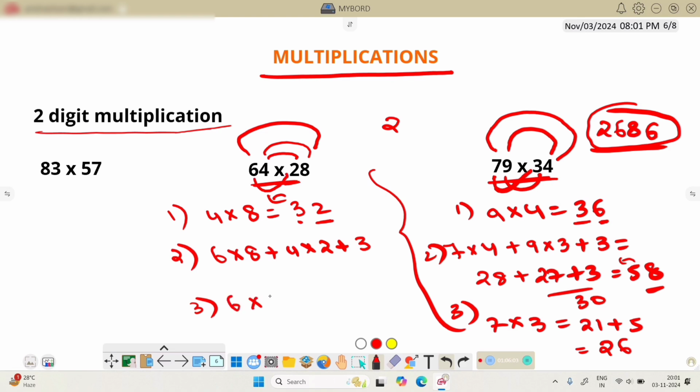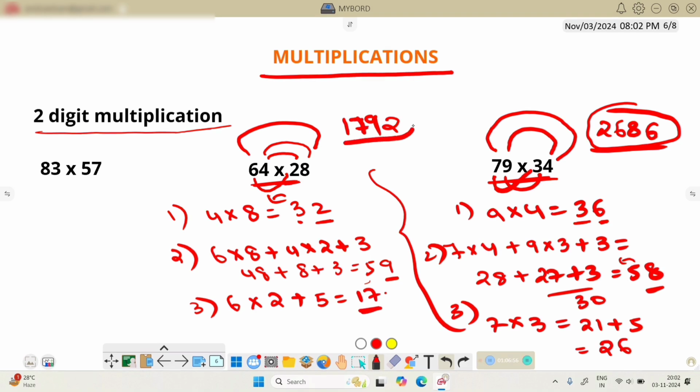Okay, 6 into 2 plus the carried number. So here unit digit 9 you just write down here, and next the carried number 5, so you just write 5 here. 6 2s are 12 plus 5, 17, so you just write down 17 here. 1792, this is your answer. Okay, so this is how you have to solve the 2-digit multiplication.